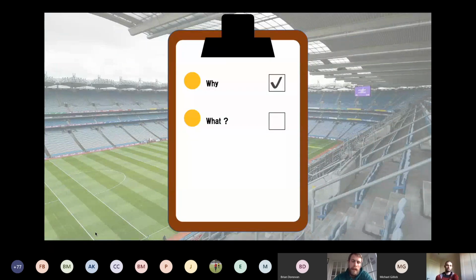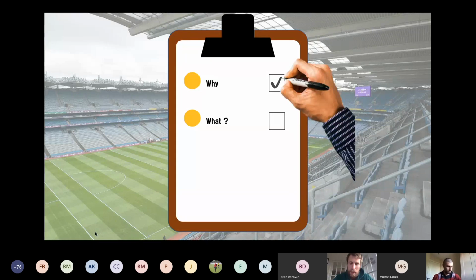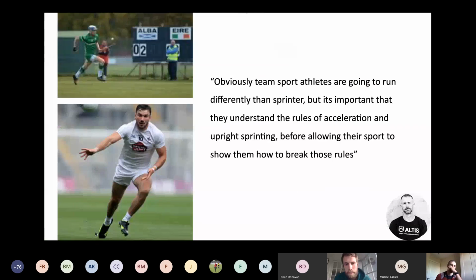Yeah. So we're just going to touch on the what. So what is acceleration? What is max velocity? And what do we need to look for when we're coaching it? So just to give some key pointers for coaches when they do introduce it to their sessions. If you want to flick there, Paul.